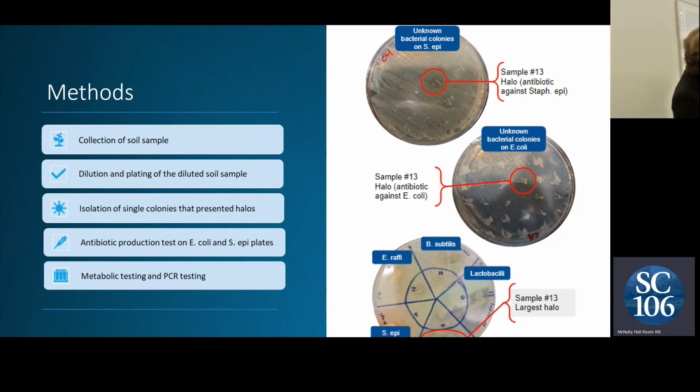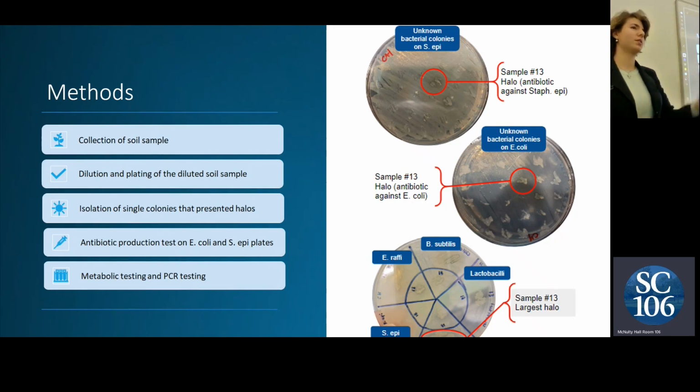So as you can see, there is sample number 13 on the top and middle, and the halos indicate that the bacteria fights against E. coli or Staph epi, which is good. Means it produces antibiotics. So after that, we used the sample number 13.